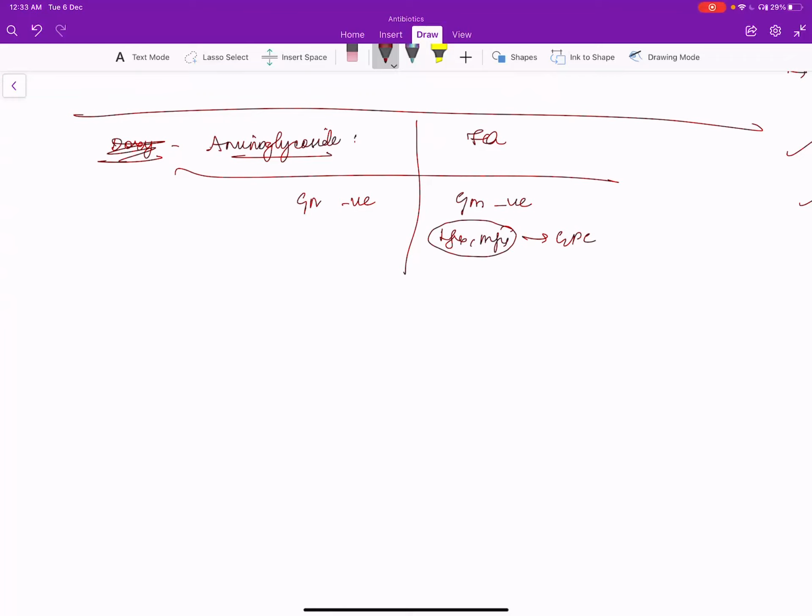So gram negative means, do you know what spectrum is covered by aminoglycosides? Aminoglycosides cover gram-negative infections and anaerobes. So what spectrum does it cover? UTI, diarrhea, peritonitis, and it is anti-pseudomonas. That is the most important advantage.